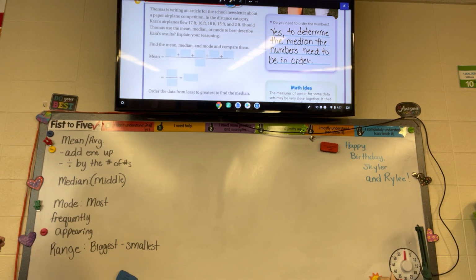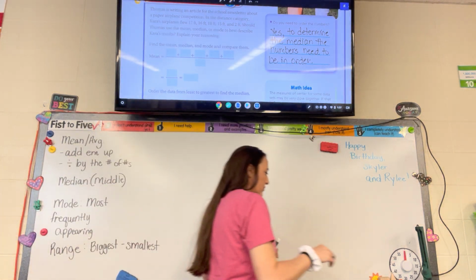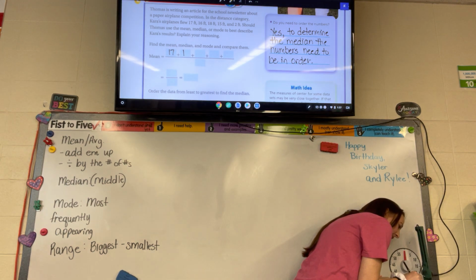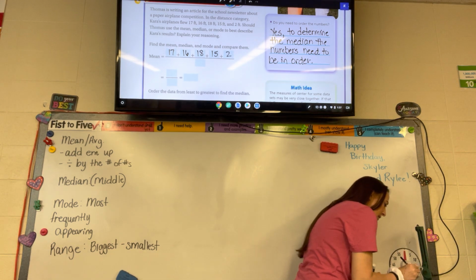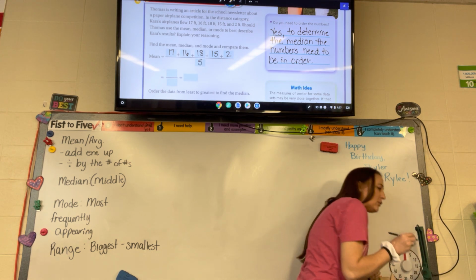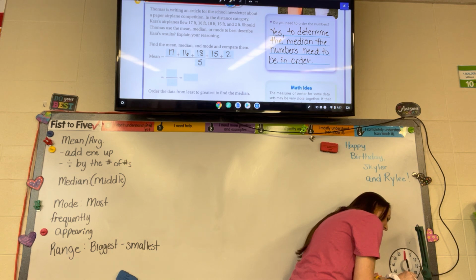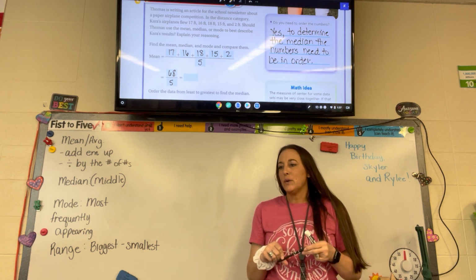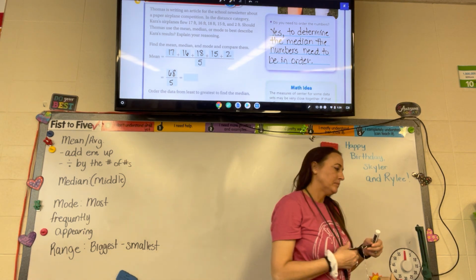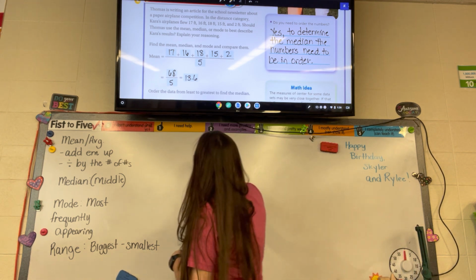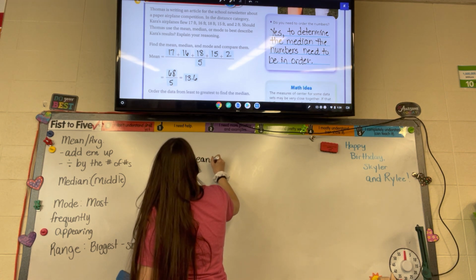Okay, so first they want us to find the mean. We don't need to put them in order for this part. We just need to write them down and add them up. So 17, 16, 18, 15, and 2. And how many numbers are there? 5. When you add those all up, you get 68 over 5. Type that into your calculator and see what 68 divided by 5 is. 13.6. So our mean for this data set is 13.6.